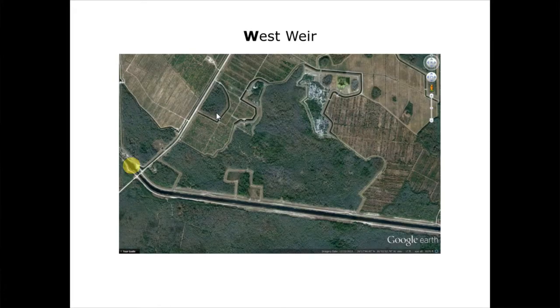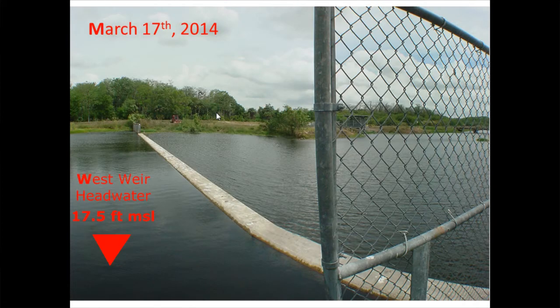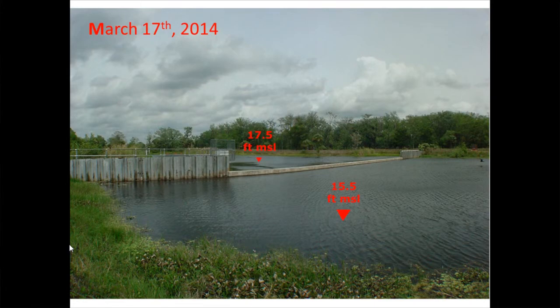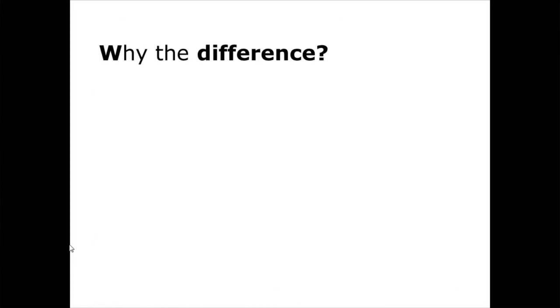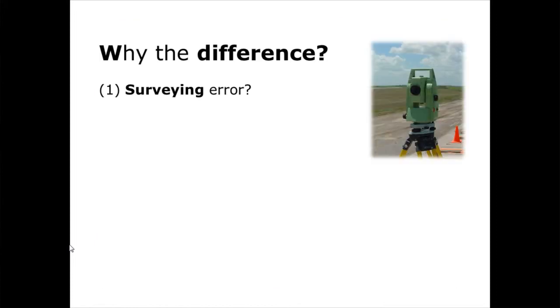So we continued to the west weir, and at the west weir, the water staff on the upstream side showed 17.5 feet above sea level, whereas remember in the S190 headwater pool it was 15.5. But when we took a closer look, there definitely wasn't a 2 feet differential between those two pools. It was closer to a half a foot or 8 inches. So why the difference? This was a little intriguing. Had to figure it out.